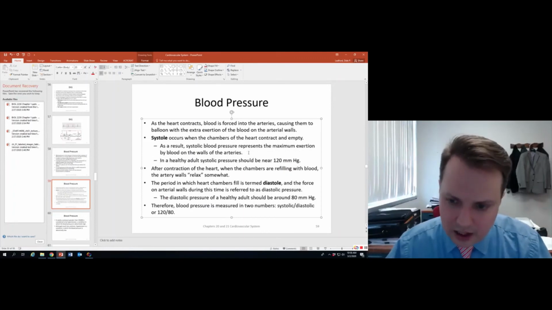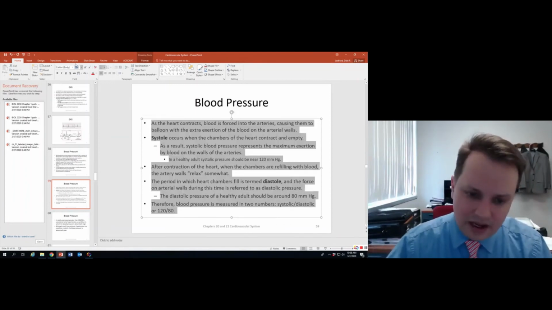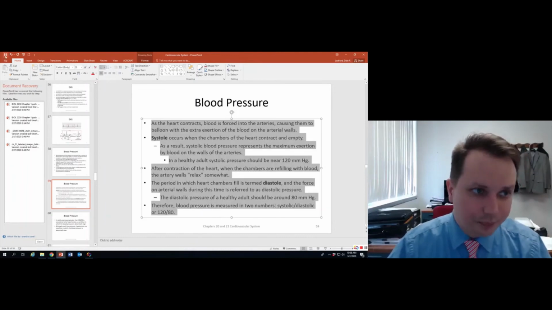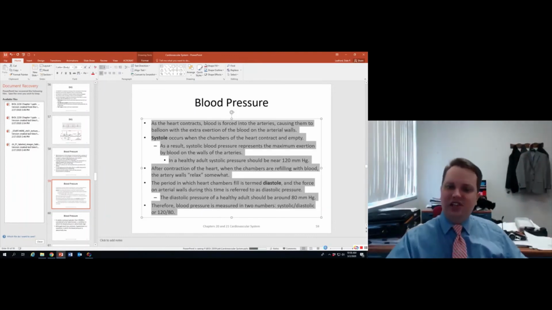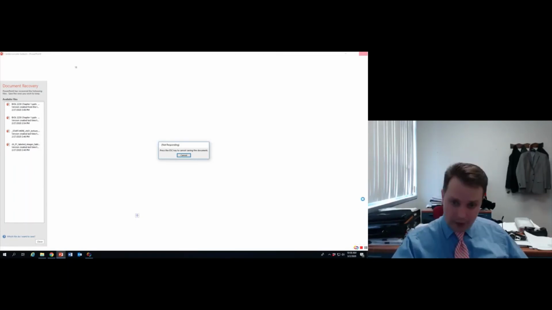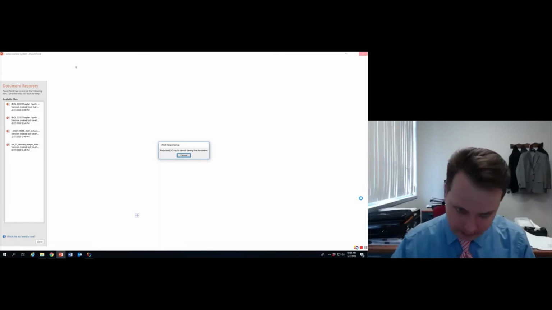And what I wanted to do there is fix that. It always bugs me when I leave things like that undone in my notes. So systole, when it contracts, that's your maximum exertion, and it's about 120 millimeters of mercury, or close to it. Like I said, will it be perfect? No, but it should be very near.